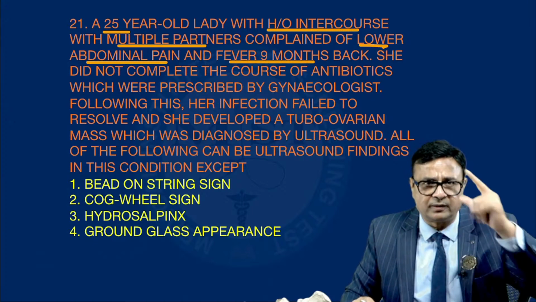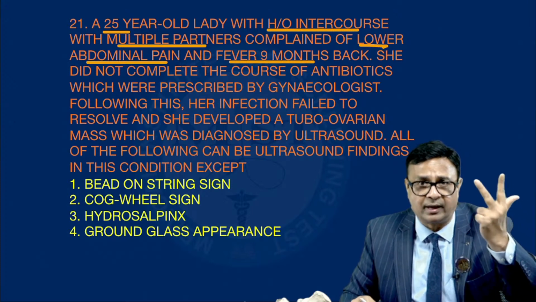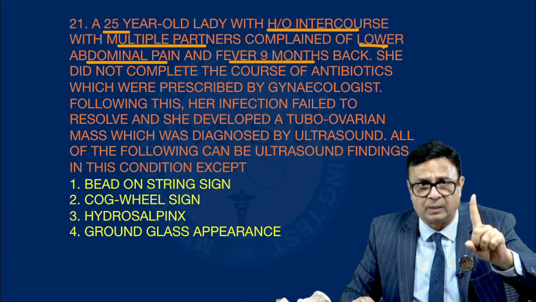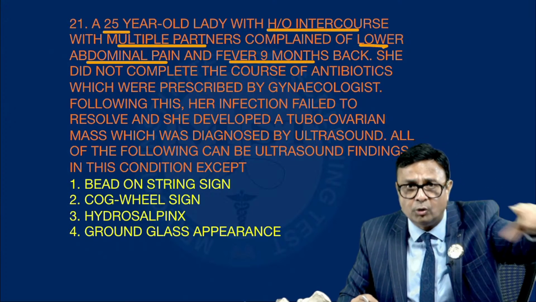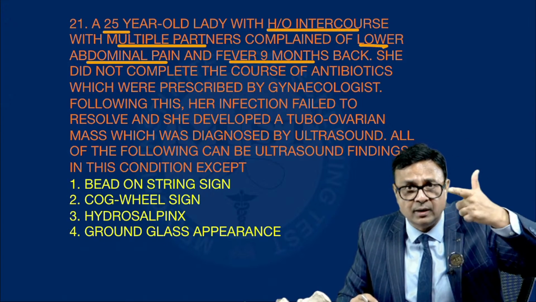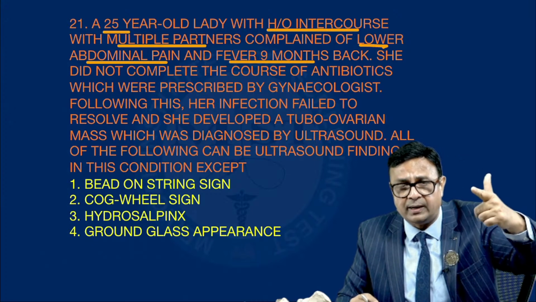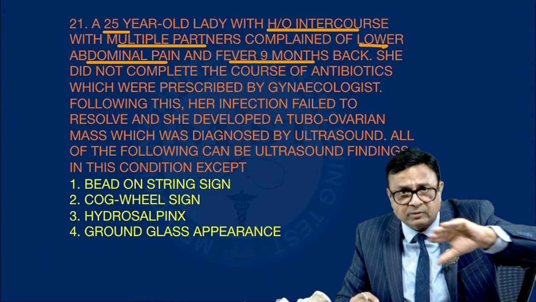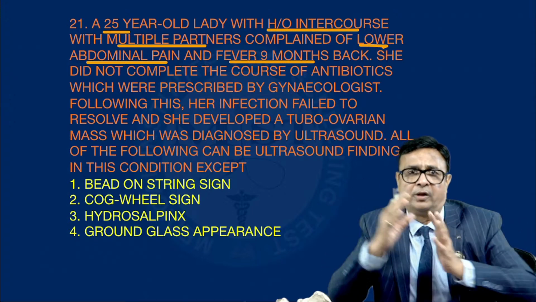Most common risk factor for PID, intercourse with multiple partners. See how many clues are given. Most common symptom of PID, lower abdominal pain, second clue is given. She was prescribed antibiotics, she didn't take them, so this acute PID converted to chronic PID.